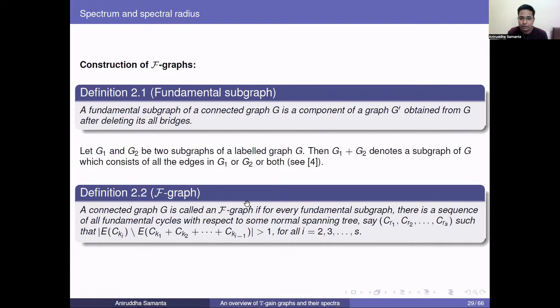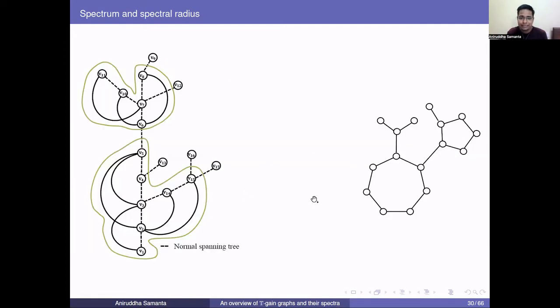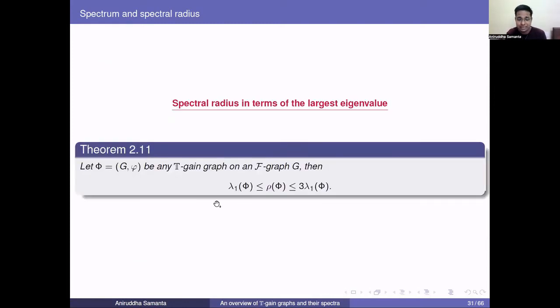Now, some typical examples of F graphs. These are two examples of F graphs. This is a fundamental subgraph and this is another fundamental subgraph. And this is the result. Let phi be any T-gain graph on an F graph G. Then the spectral radius of phi lies within lambda1 and 3 times lambda1.